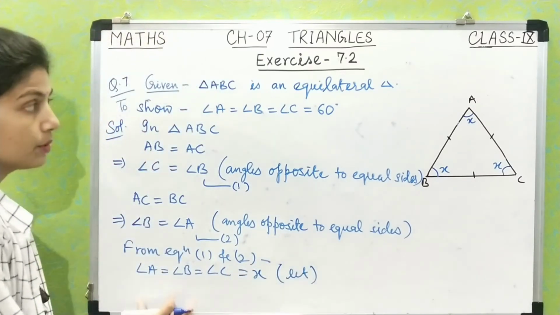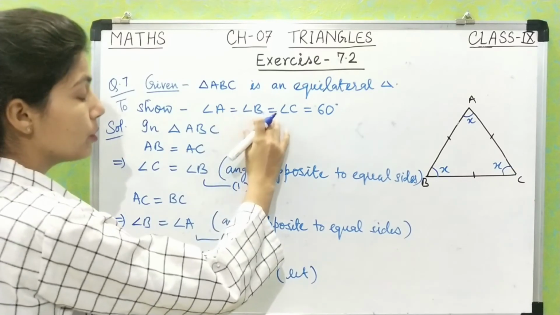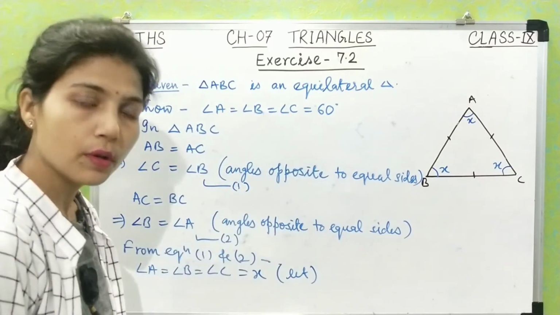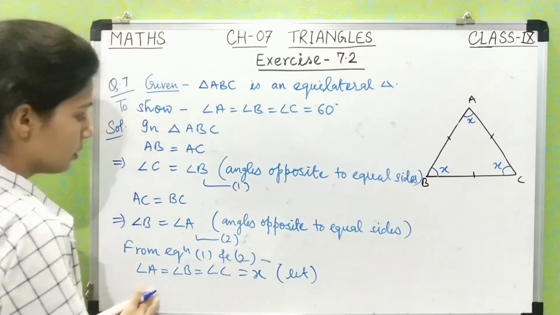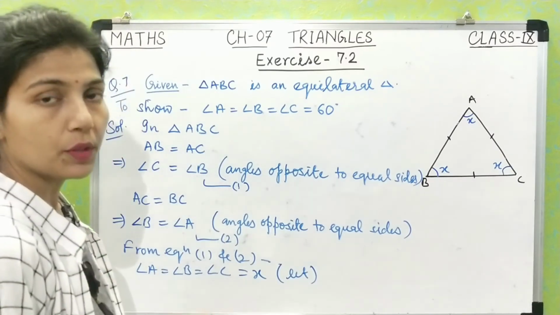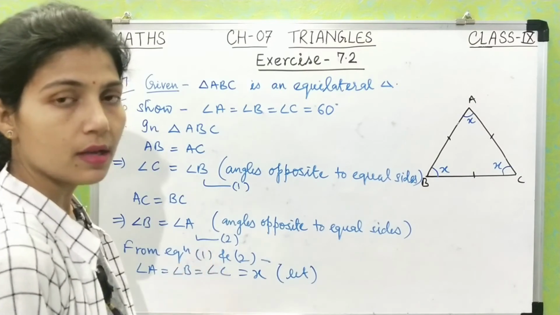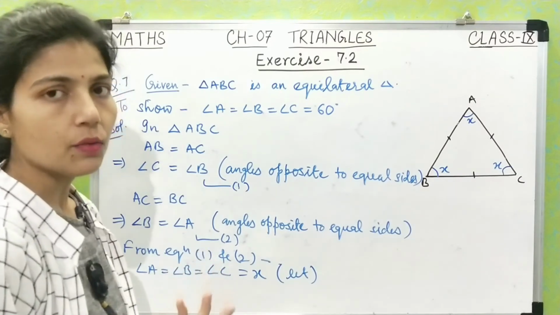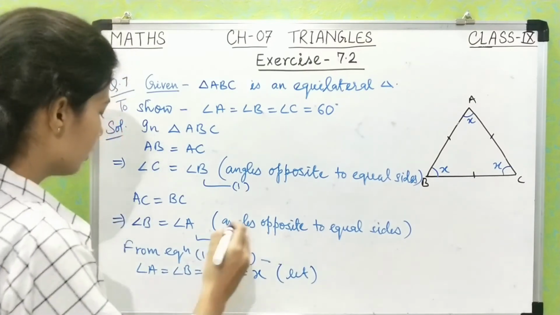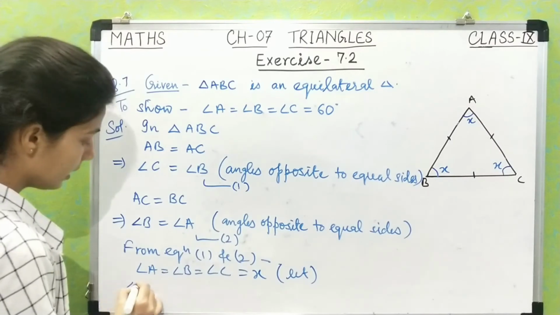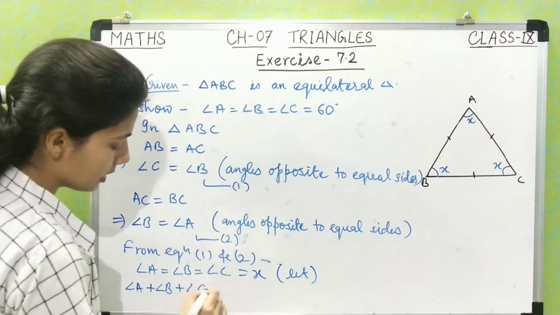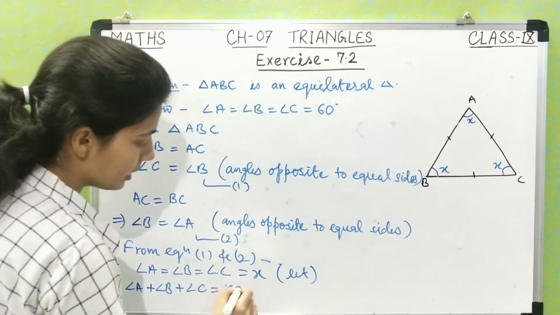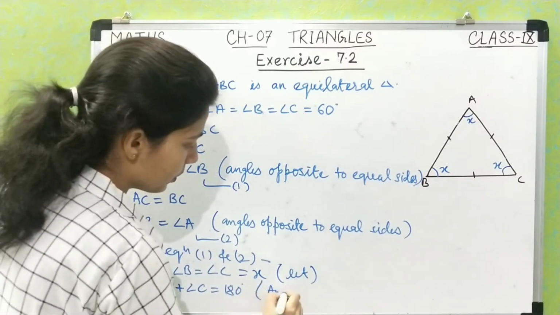Now see what we have to prove. Angle A equals angle B equals angle C equals 60 degrees, means each angle will be of 60 degrees. So we know the angle sum property of a triangle: the sum of all the angles of a triangle is what? 180. So angle A plus angle B plus angle C will equal 180 by angle sum property.